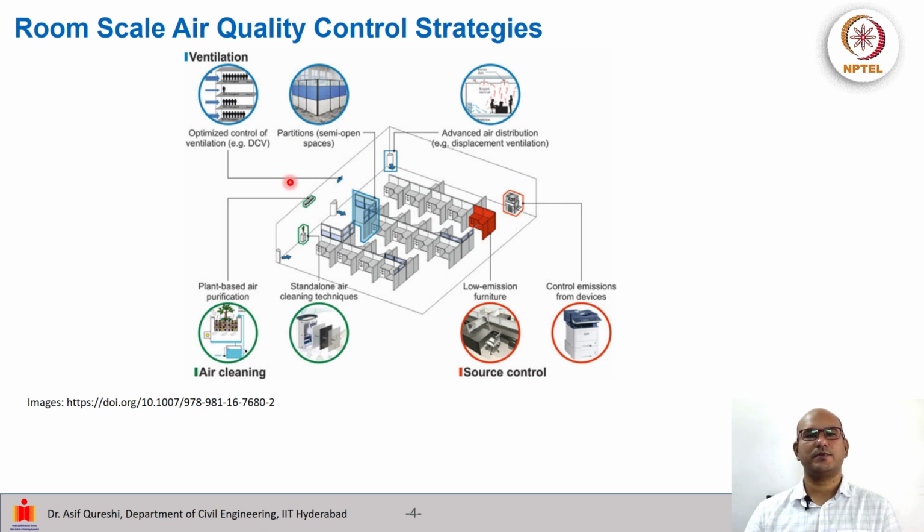Then coming to the room scale, one can optimize ventilation. One can put partitions to manage the airflow. Use some advanced air distribution system so that everyone gets fresh air. Control the emissions from devices such as photocopiers. Install low emission furniture, so this will be a source control, and have purification and cleaning techniques.